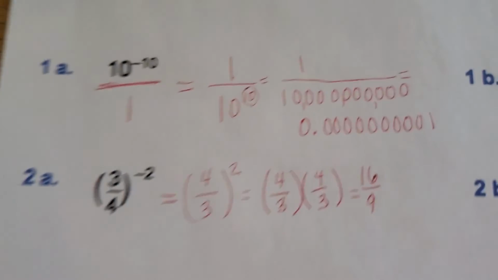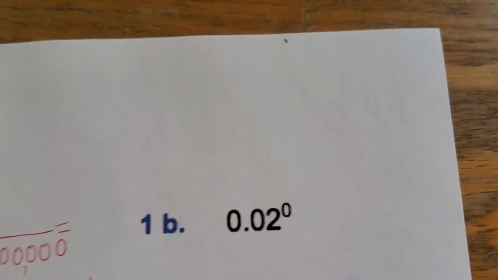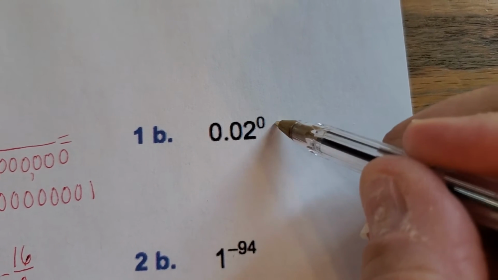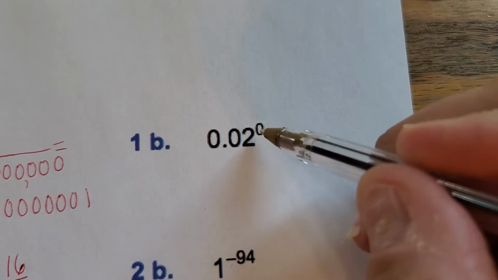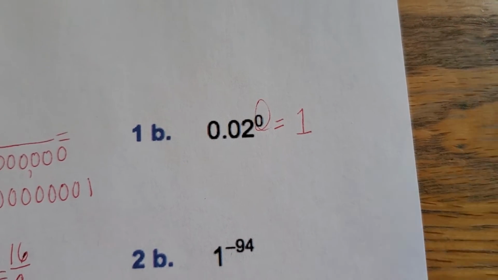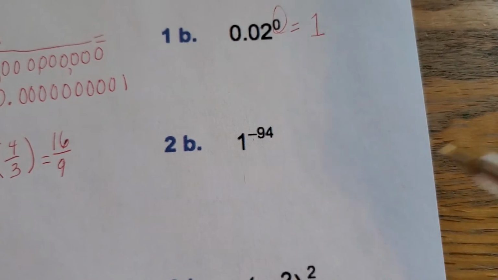Okay, let's slide up here to my next set of examples. My 1b example, I have 0.02 to the 0 power, and again, anything to that 0 power is just an answer of 1, and that's it, and you just move on to the next problem.